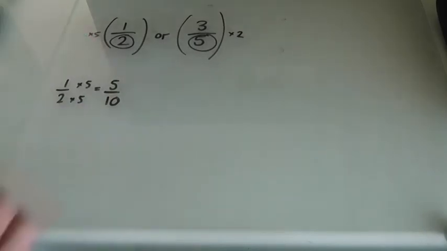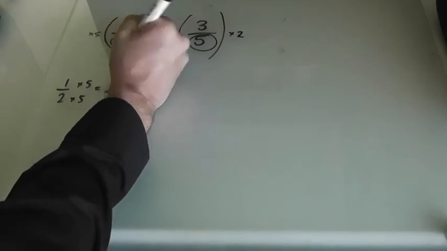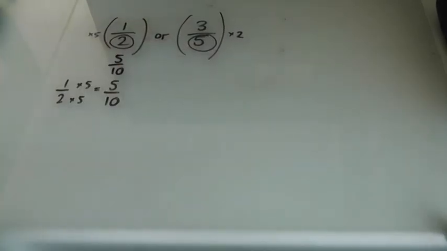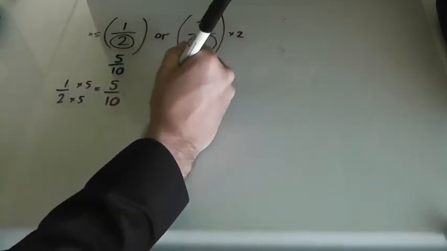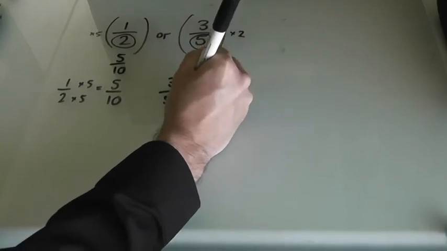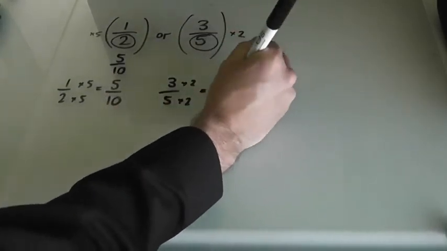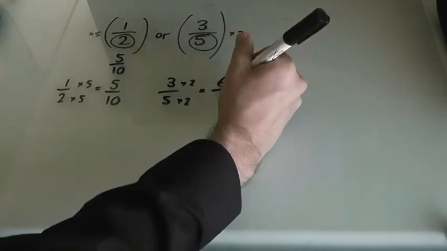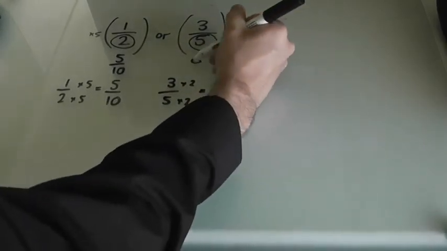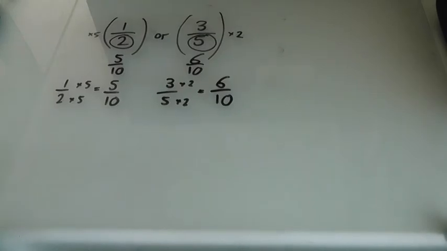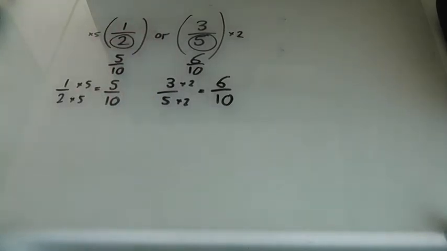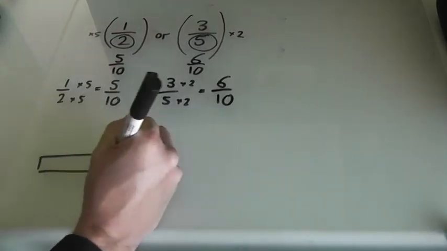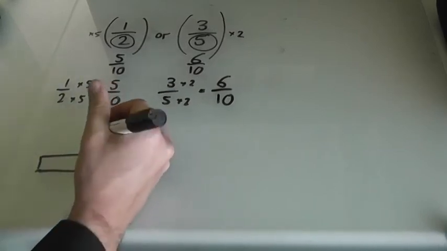So this one is equivalent to 5/10. Let's have a look at this one now. We're timesing all of this fraction by 2. So we've got 3/5, we're timesing the top by 2, the bottom by 2. So 3 times 2 will give us 6. 5 times 2 will give us 10. So this one is equivalent to 6/10. So now which one is bigger? 5/10 or 6/10? I can even draw it out for you if you want in a little bar model.